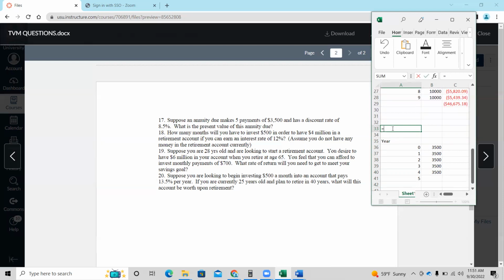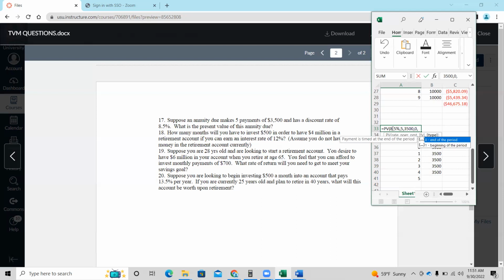How frequently does interest compound? I'm receiving the payments in each year, so the interest is going to compound annually. And these payments are going to be inflows, right? So they're going to be positive numbers. Take the present value. My interest rate is this discount rate, 8.5%. Number of periods is 5 periods. Payment is a positive $3,500. And note, I'm not receiving any lump sum amount after these 5 payments have been made, so the future value is going to be 0.